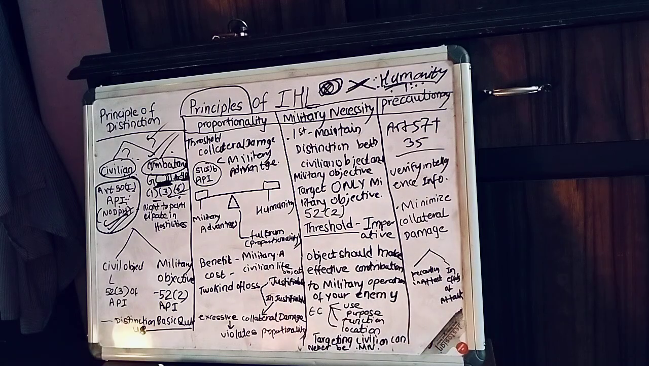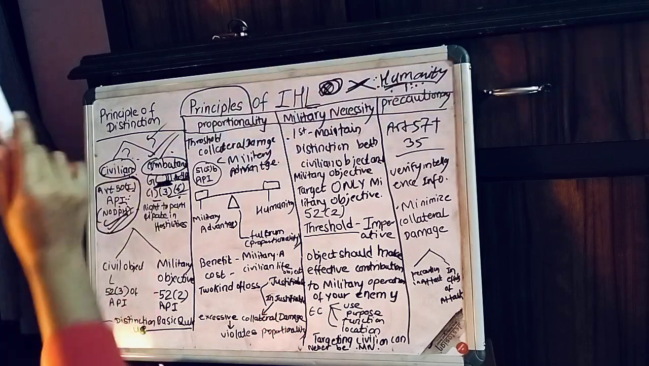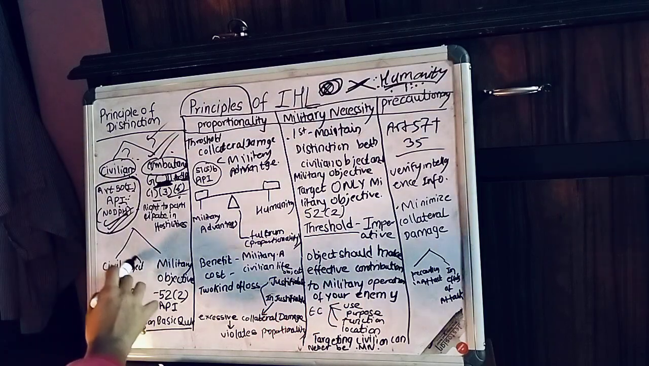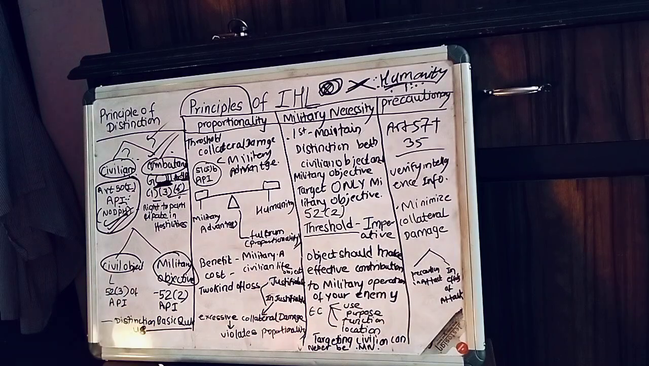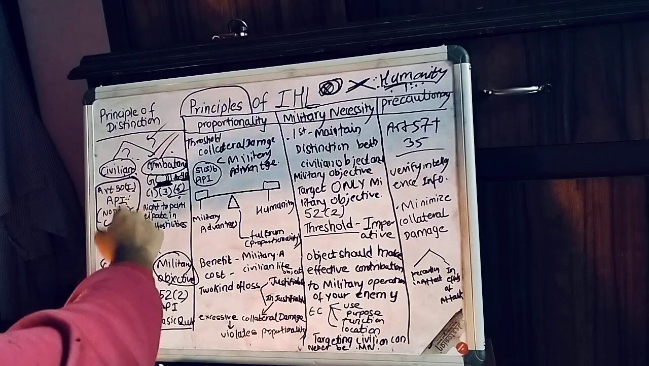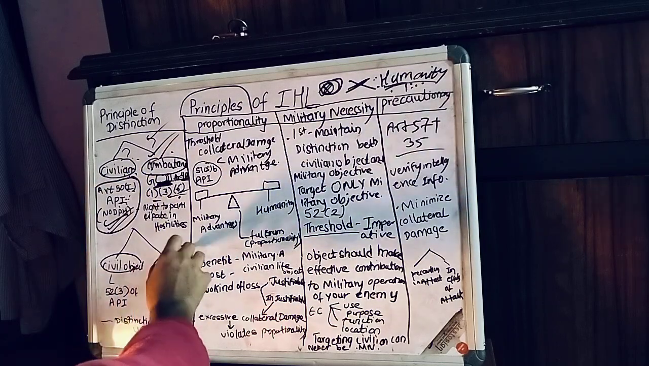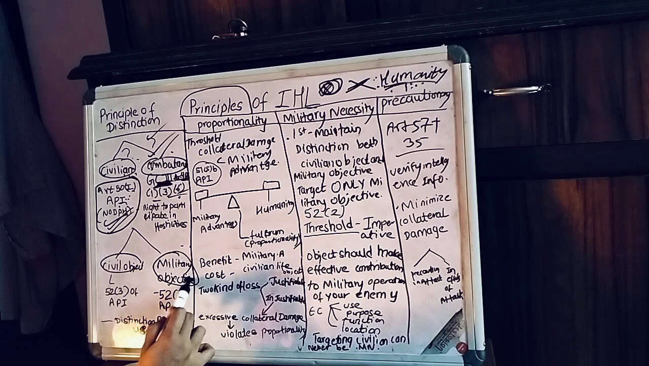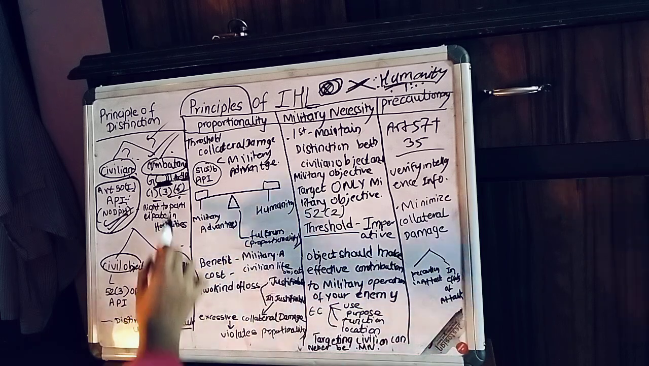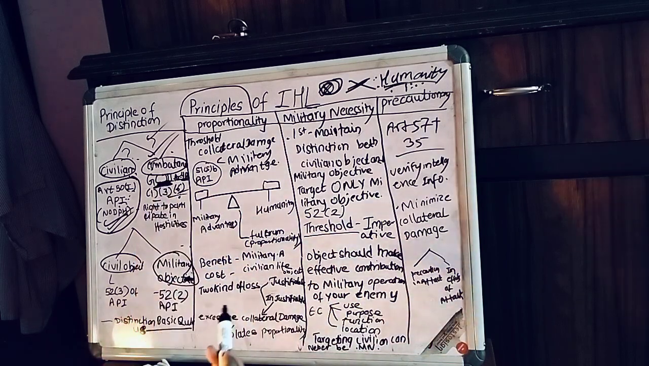The principle of distinction maintains two different things: distinction between civilian and combatant, and distinction between civil object and military objective. What does this mean? A civil object means, again, whatever object the civilian uses. Military objective, it is not military object but military objective. What is the objective of those combatants? What do they aspire to have, and how are they willing to fight in a war? So that is the military objective.